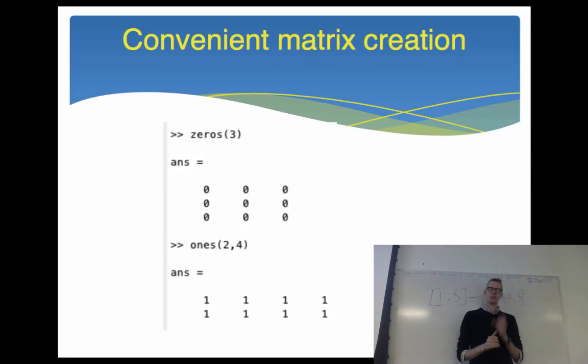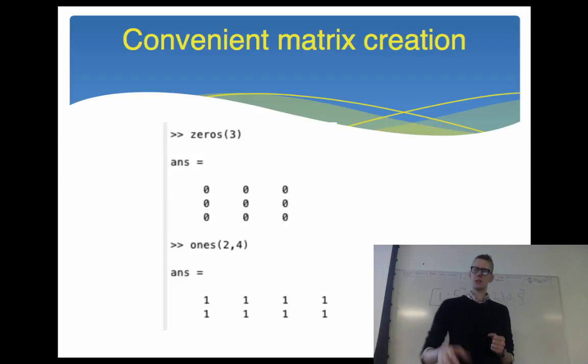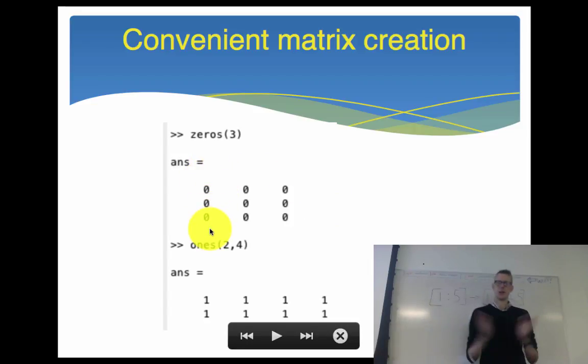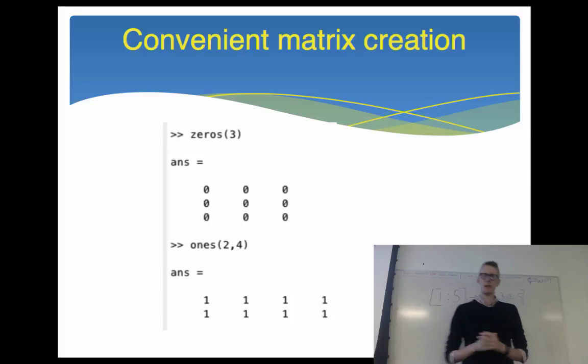So what these zeros and ones functions do is define a square matrix by default. If you only give one argument, it's going to presume that you want a square matrix of zeros or ones. So zeros 3 will define 0, 0, 0, 0, 0, 0 in both dimensions, and you get a 3 by 3 matrix of zeros. The ones command does exactly the same thing.